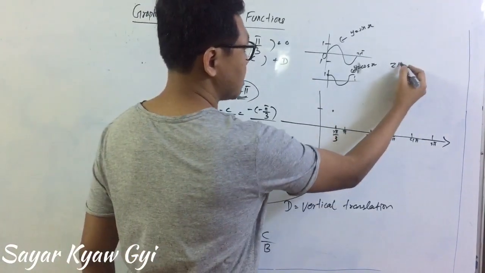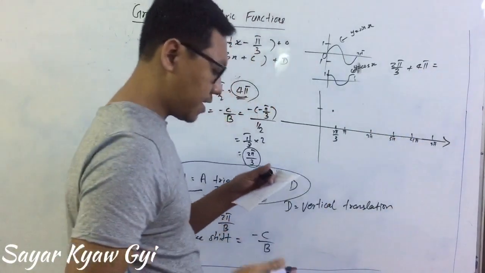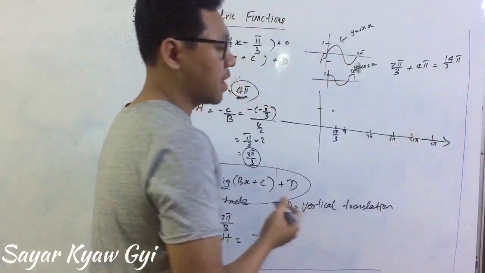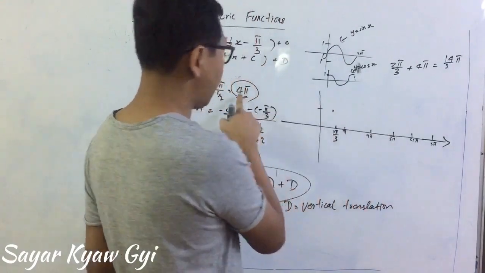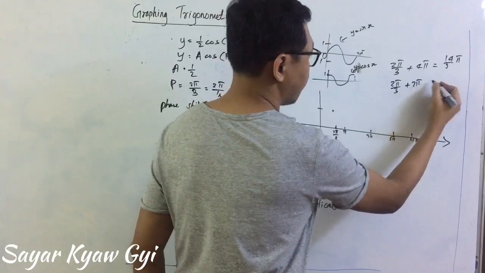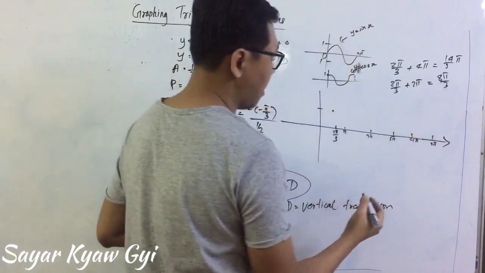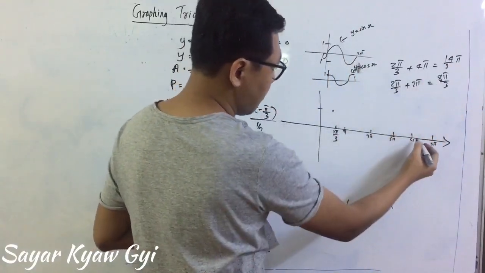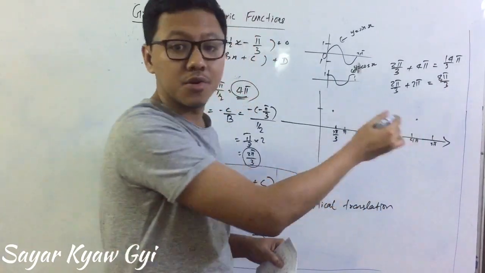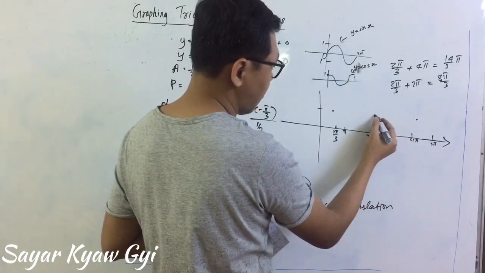So this is the starting point, and we know how long it will be, so it is 4 pi. If you add it, you will get 14 pi over 3. And then you can also find out the halfway point, which is half of 4 pi, so 2 pi over 3 plus 2 pi. That's the halfway point, which is 8 pi over 3. Now this one will be a little more than 4, so this is the end point. And the halfway point, 8 pi by 3, is more than 2, around here.